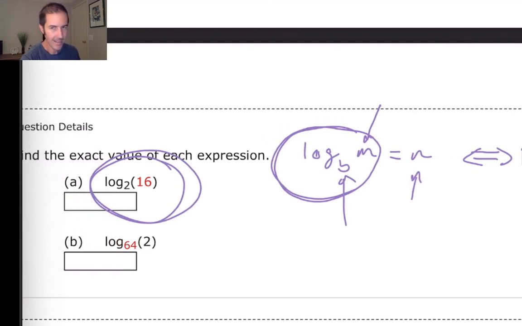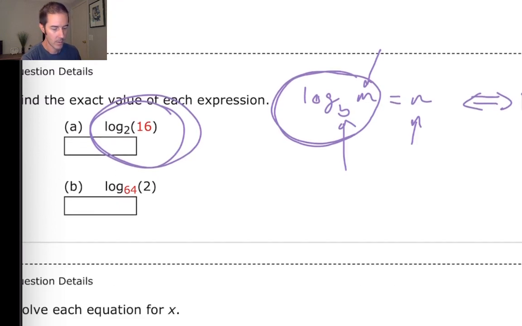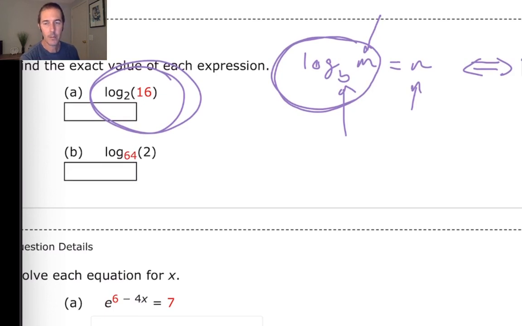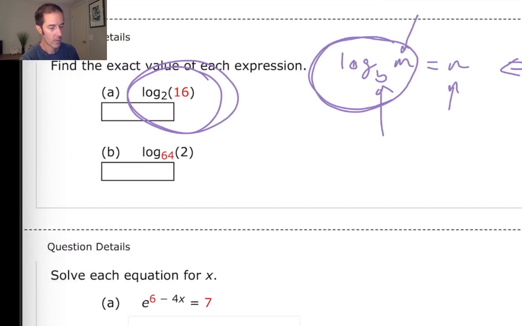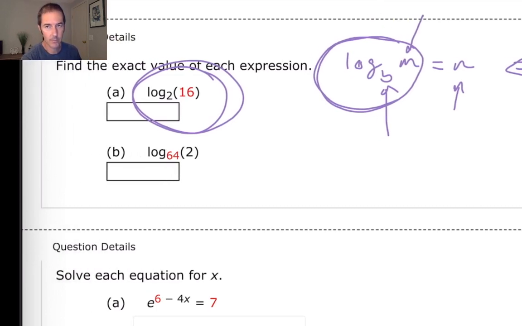If we apply that line of questioning to problem A, the question is 2 to what power equals 16? I think you can answer that on your own. Part B, what this logarithm is really asking us, applying that same thought process, is 64 to what power equals 2? You should be able to figure that out. You might even know it off the top of your head.